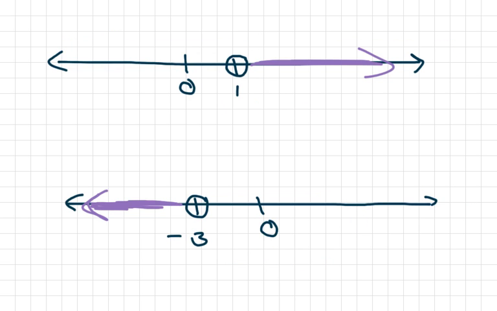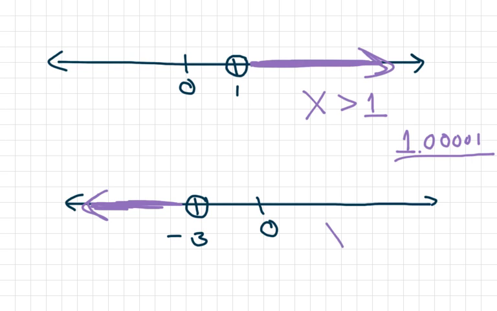The next one is x is greater than 1. All numbers bigger than 1, including 1.00001. So we can get very, very close to 1, but it can't equal 1. This one would be x is less than -3. So it could be -3.0000 and so forth, very close to -3, but it can't equal -3.